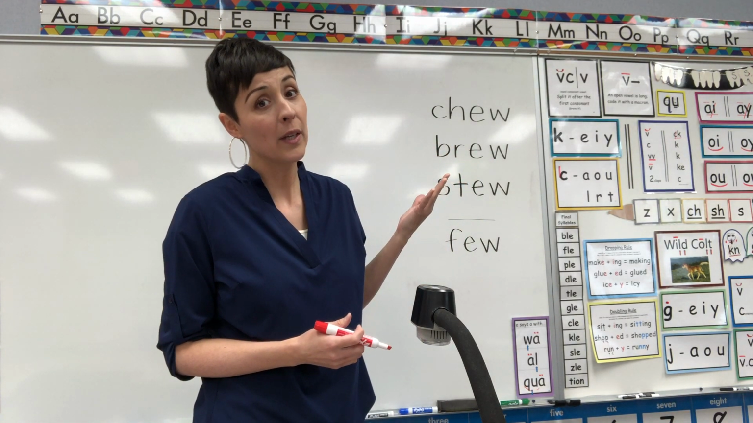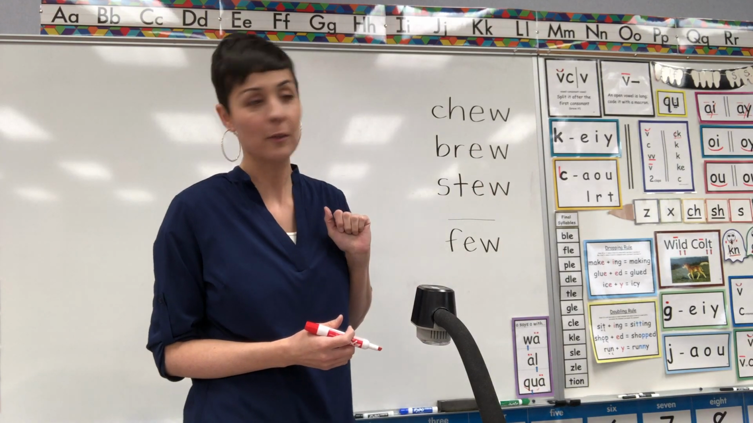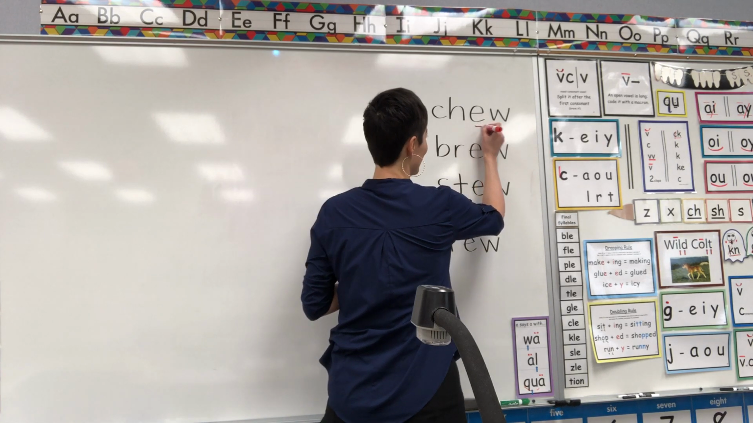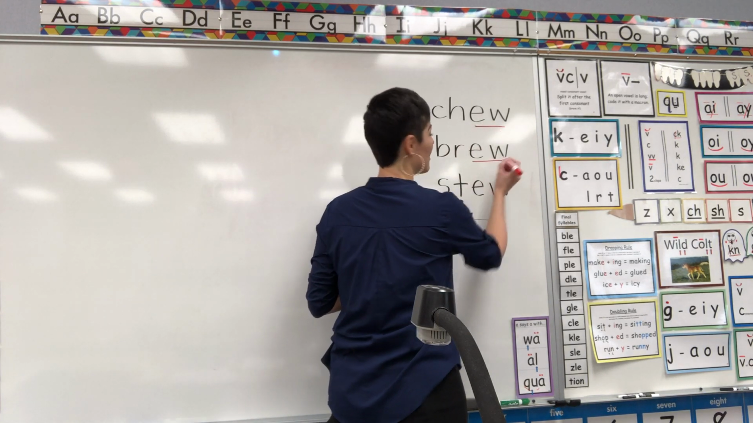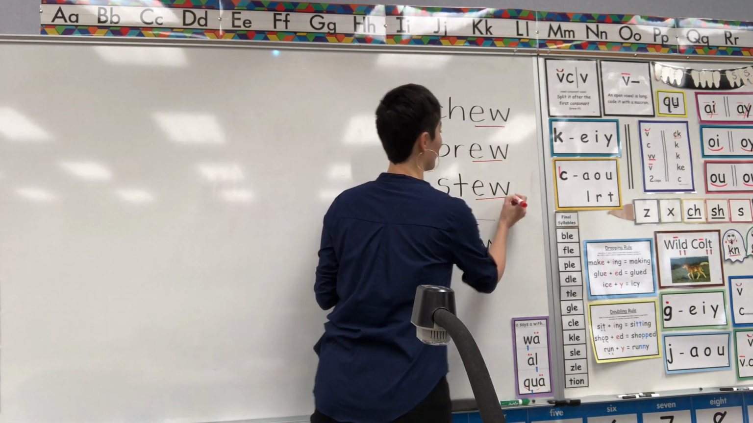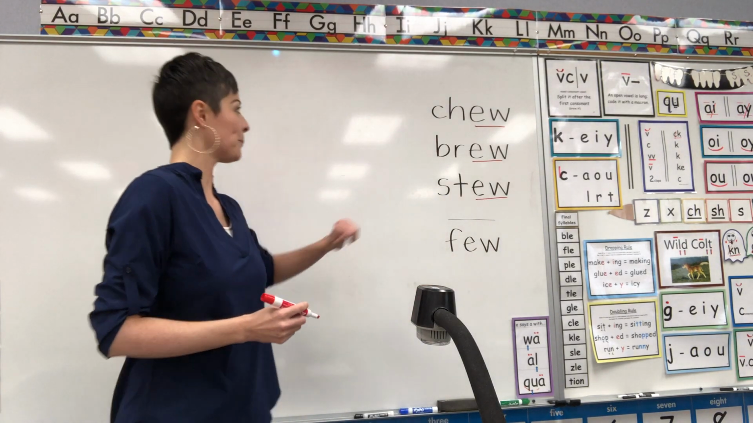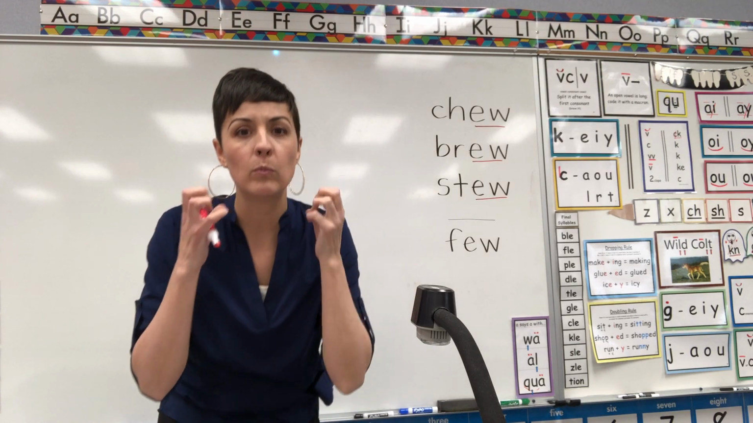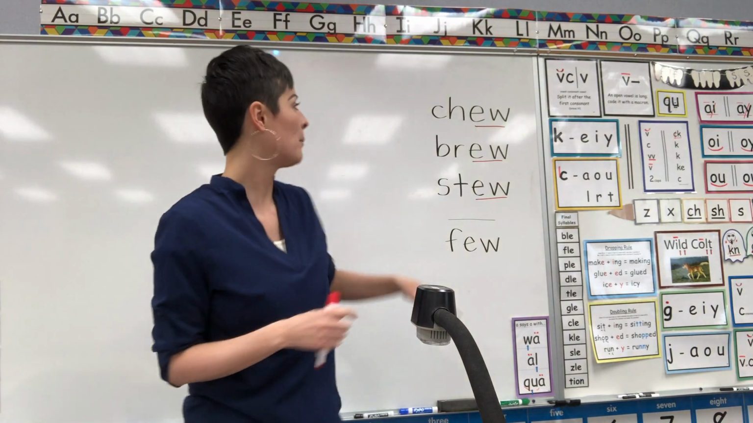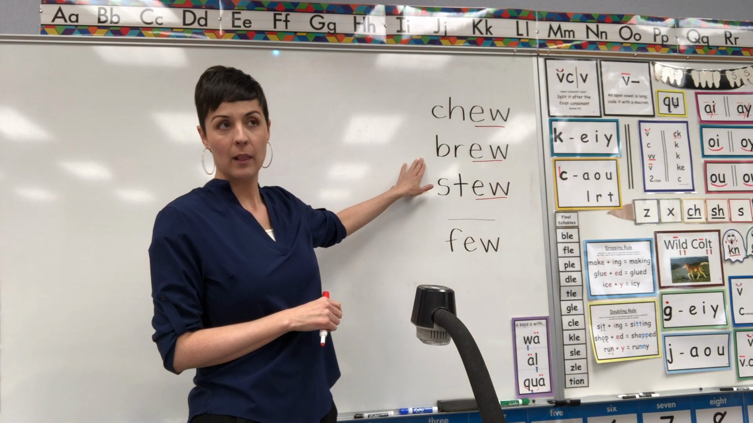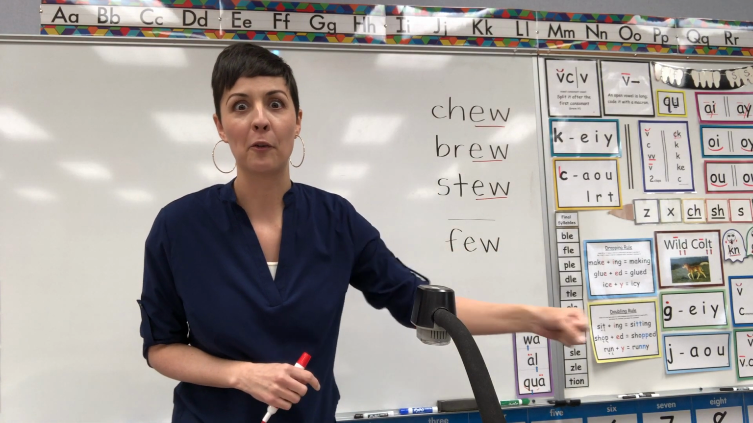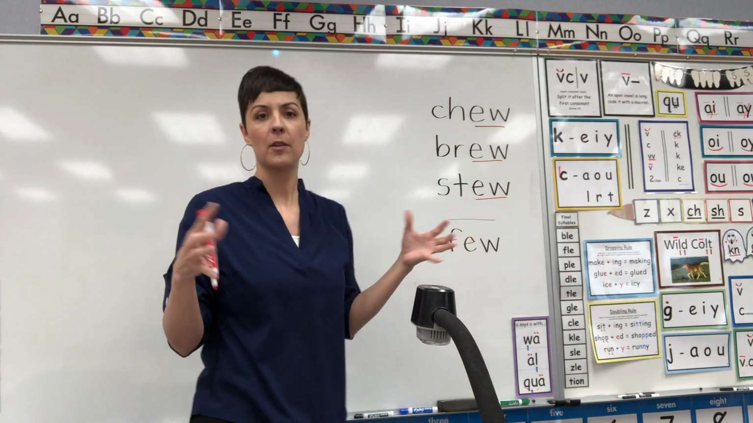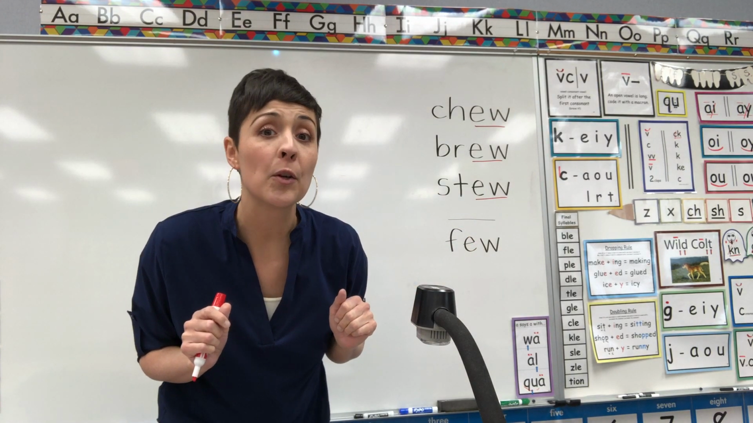So I'm not actually going to do anything else. All I'm going to do is underline the digraph. Will you say it with me if you think you know it? Ready? Underline the digraph. You got it. And now I have the word chew, like I chew something yummy. Brew, like a witch made a big pot of brew. Or stew, like a soup that you might make is called a stew.